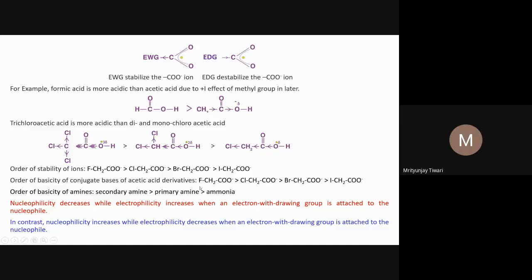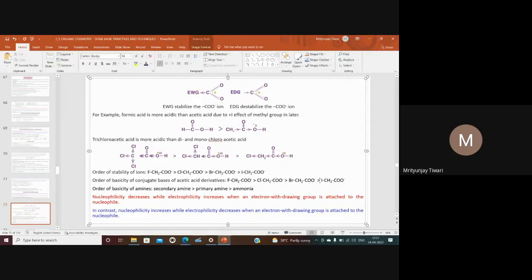Order of basicity of conjugate bases one can also see. The order of basicity of conjugate bases of acetic acid, the example we have already seen, will be in this order. This should be the order.